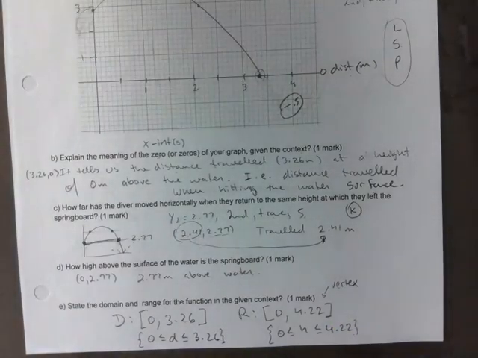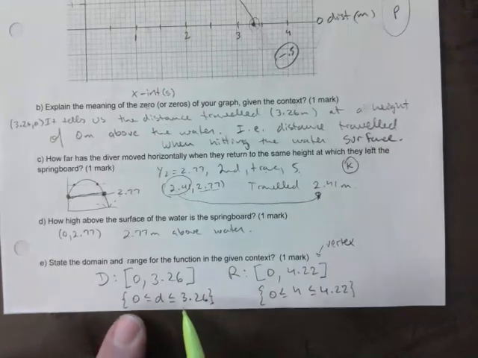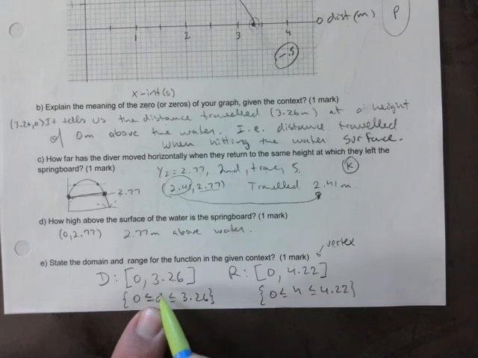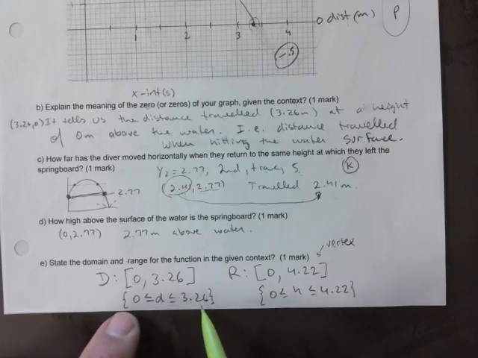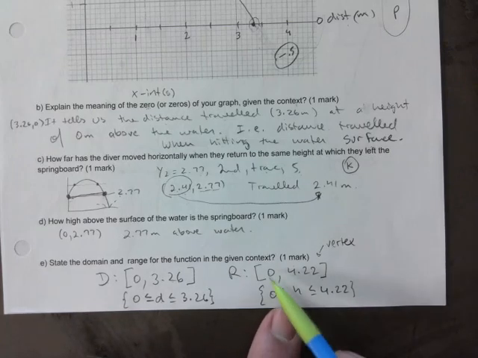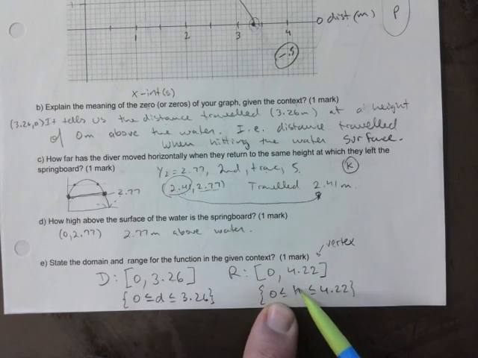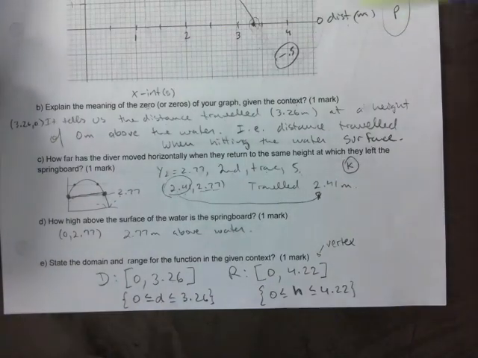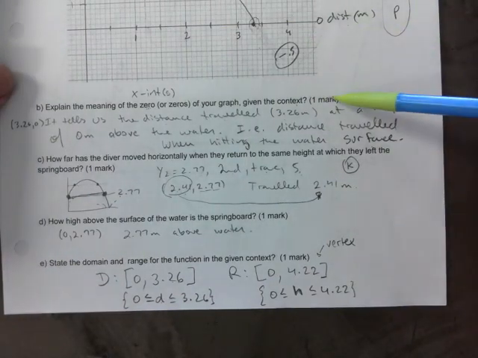From the vertex, that's where you got that point. And if you do the set notation, then you just have to make sure you use the variables in your equation. So x is denoted by the letter d, and so it's between 0 and 26 like that. And you have to have the squiggly brackets. And then for range, same thing. You use h instead of the y variable, and then you just go between 0 and 4.22. Okay.